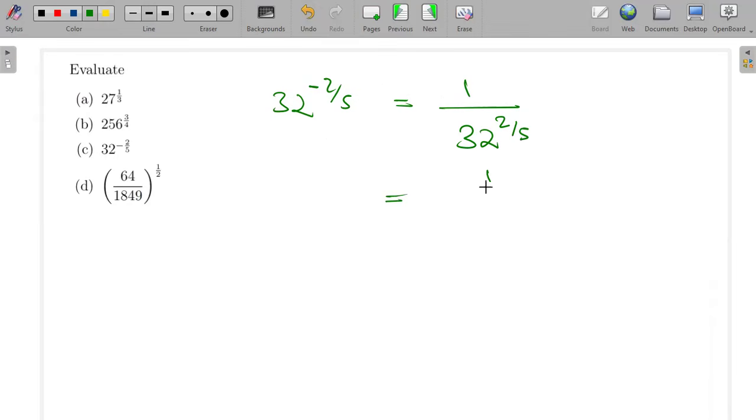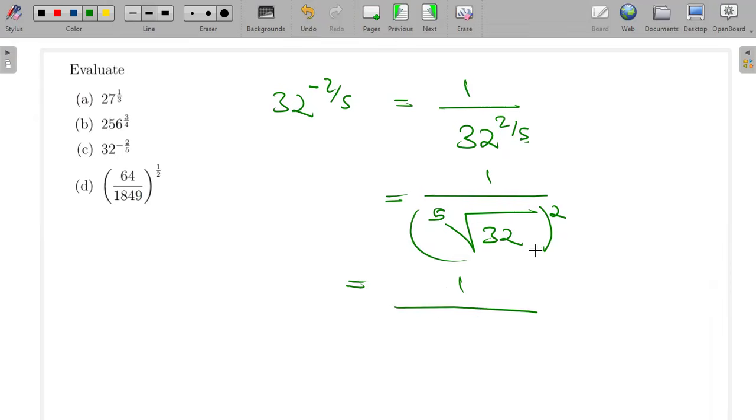Then we say the fifth root, because there's 5 down here. So that's going to be 1 over the 5th root of 32, and then there's a 2 there, so we're going to square it. So the 5th root of 32 is just 2. If you multiply 2 by 2 by 2 by 2 by 2, 1, 2, 3, 4, 5, this gives you 32.